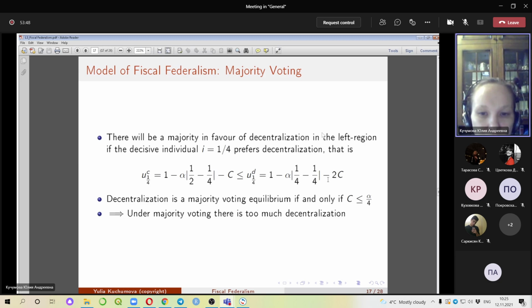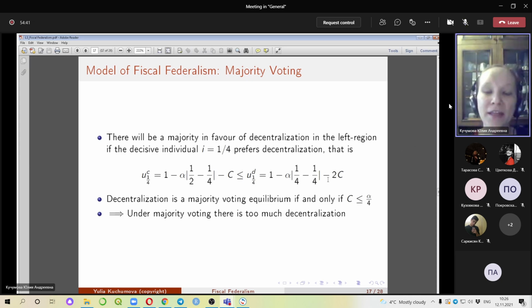What we just did is work with just this decisive individual, because we understood that if he prefers decentralization, all the people to his left also prefer decentralization in the left region. For the right region, it will be a mirror symmetry. If in the right region the middle person, the person living at 3/4, prefers decentralization, then all people to his right also prefer decentralization. So that is the answer to my question.